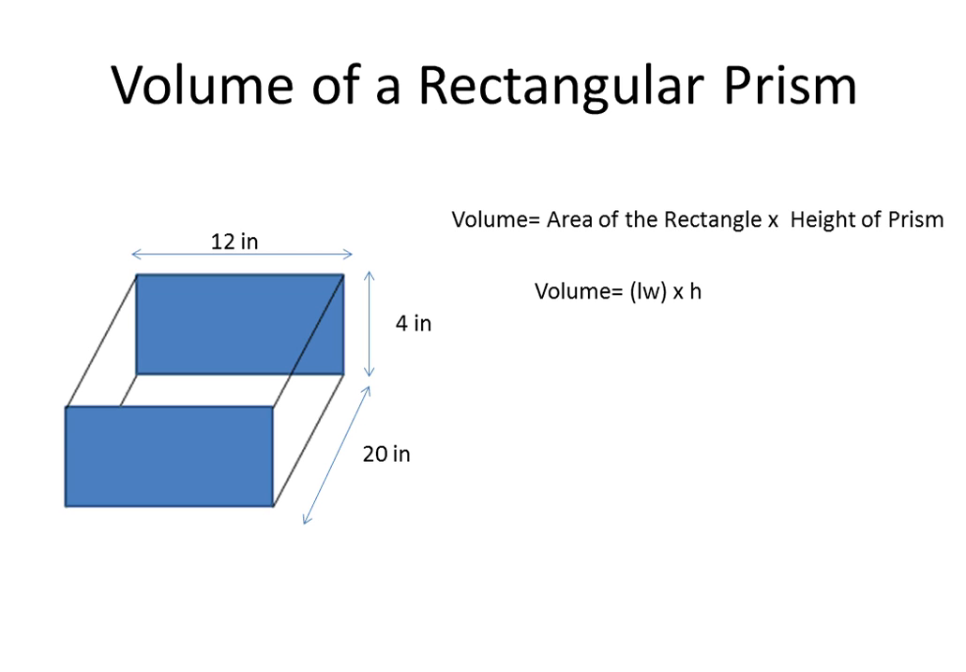So you look at what the area of the rectangle would be, which is length times width, and then you would want to multiply it by the height of the prism. So once we substitute our numbers, we get volume equals 12 times 4 times 20. And so you would get the volume to be 960 inches cubed.